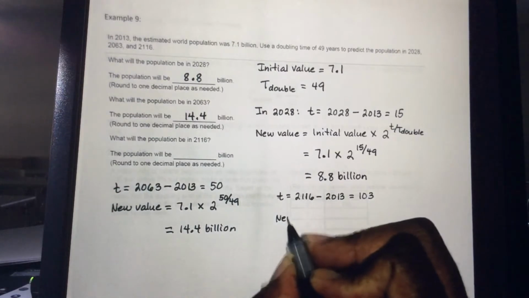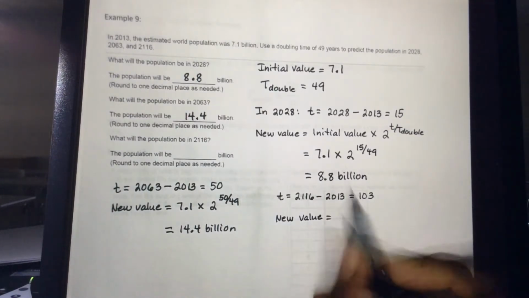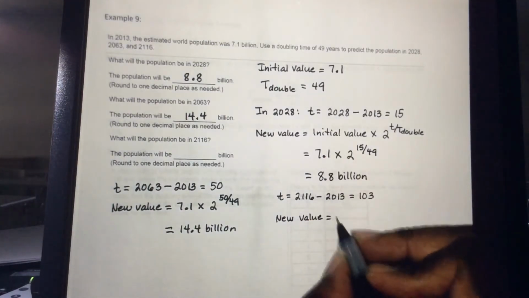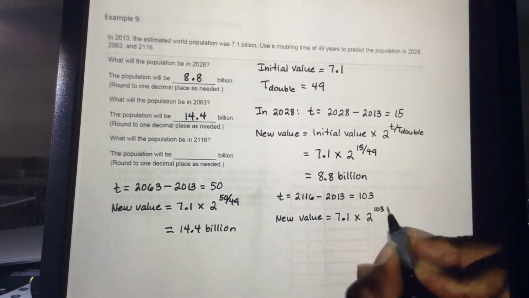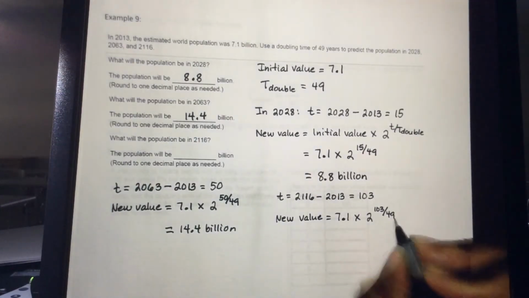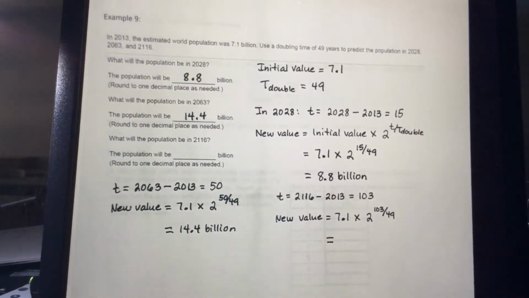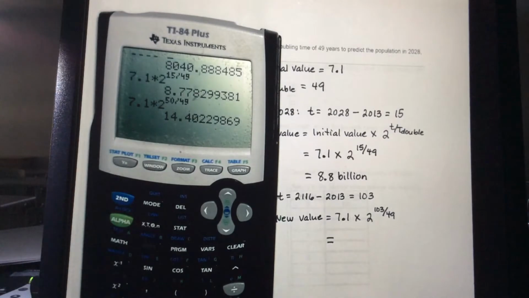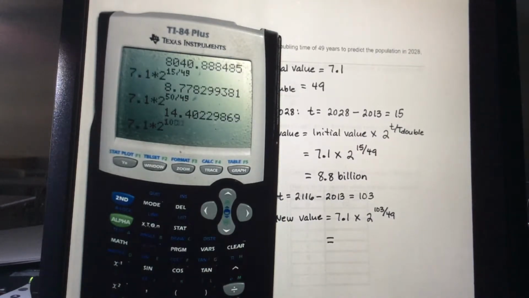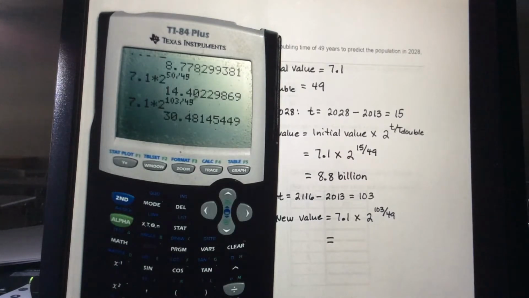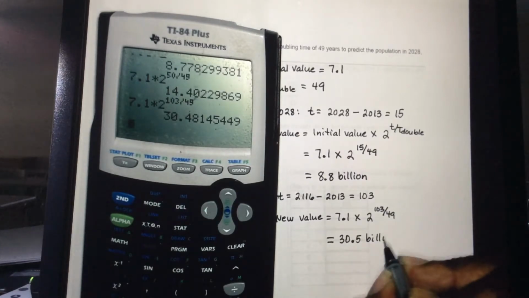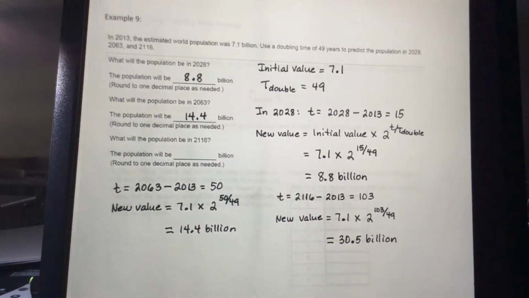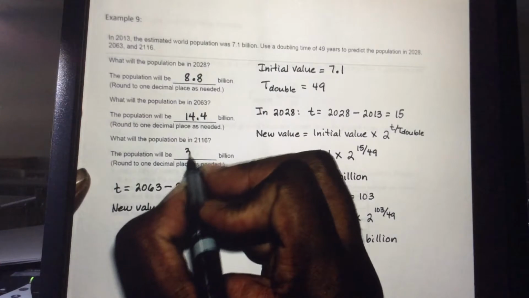And in this case, the new value, using the same formula up here, would be the initial value of 7.1 times 2 raised to the lowercase t, this time 103, divided by t sub double, that's 49. So here I got 7.1 times 2 raised to the, use the hat key, 103 divided by 49. And this will be approximately, to one decimal place, 30.5 billion. So in 2116, the population will be approximately 30.5 billion.